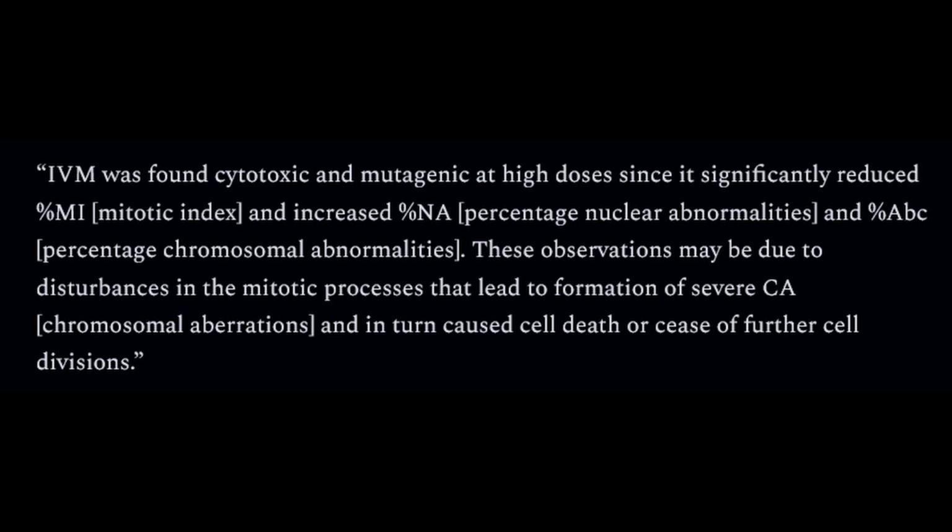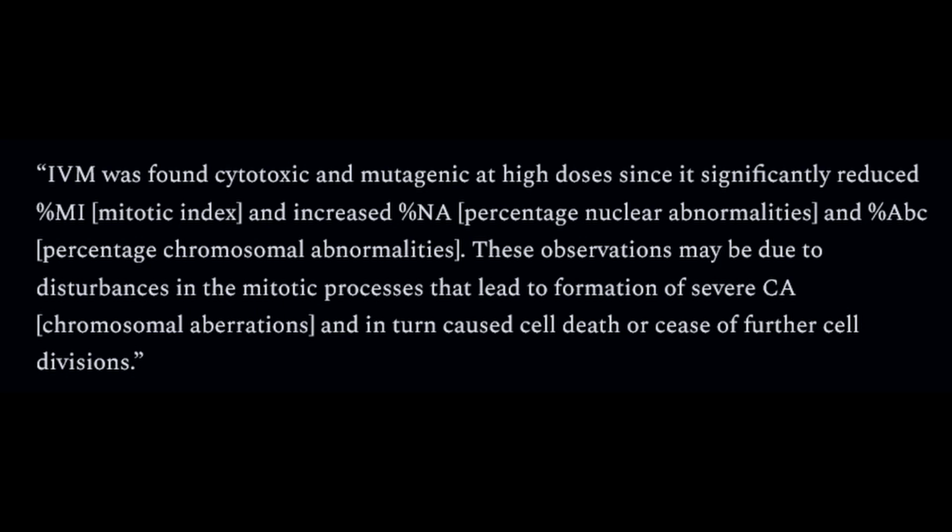So here's a key quote from the paper. Ivermectin was found cytotoxic and mutagenic at high doses, since it significantly reduced the percentage mitotic index, and it increased the percentage of nuclear abnormalities. And it also increased the percentage of chromosomal abnormalities. So mitotic index represents proliferation of cells. So the paper says they calculated this by looking at 8,000 cells and counted what percentage of them were dividing. So a significantly reduced percentage mitotic index is concerning. So too is the percentage of nuclear abnormalities, and the percentage of chromosomal abnormalities also concerningly rose.